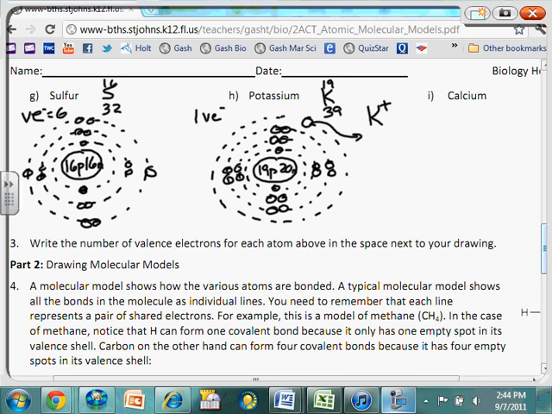Calcium is right next to potassium in the periodic table. Atomic number 20, and atomic mass of 40. Let's take a look at calcium. So we got 20 protons, 20 neutrons. Again, 40 minus 20 would give us 20 neutrons. That means we need 20 electrons.